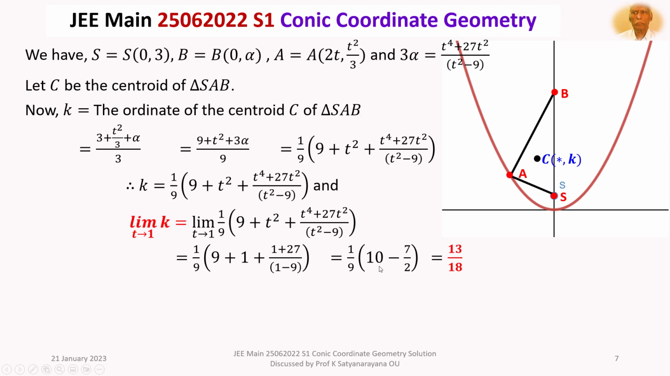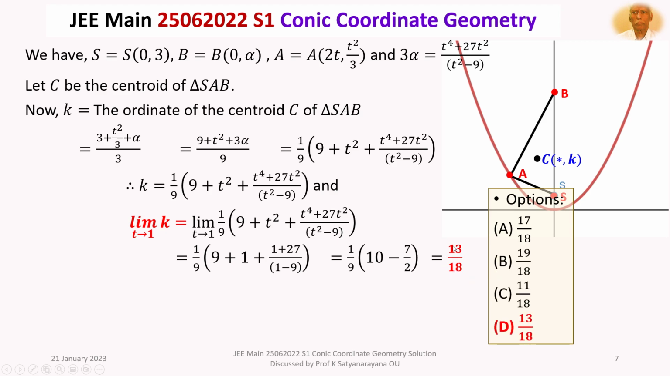9 plus 1 is 10. And take the LCM here. 2 tens are 20 minus 7, 13 by 2. 9 into 2 is 18. The limit t tends to 1 of k is 13 by 18. So let's look at our options. Our answer 13 by 18 appears against option D. Therefore, the answer for this question is option D.